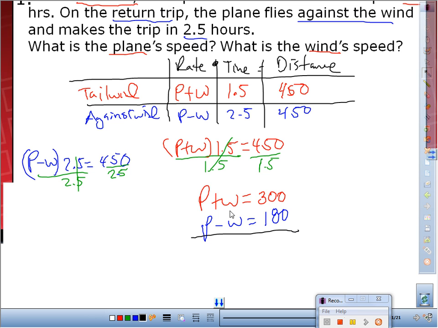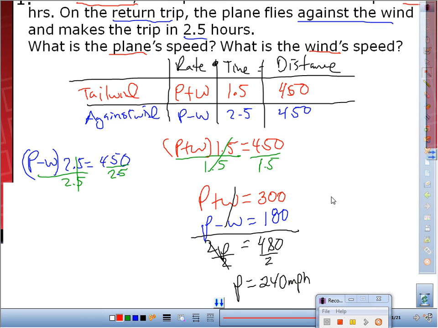And now we can solve by elimination. These cancel. We're left with 2P equals 480. Divide by 2, divide by 2. The plane speed is 240 miles per hour. Is that correct?